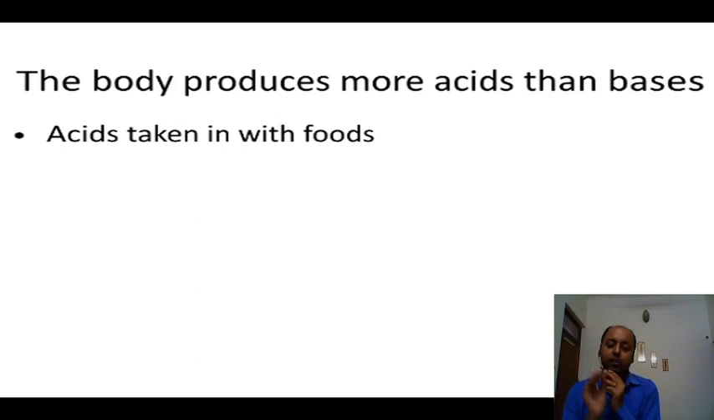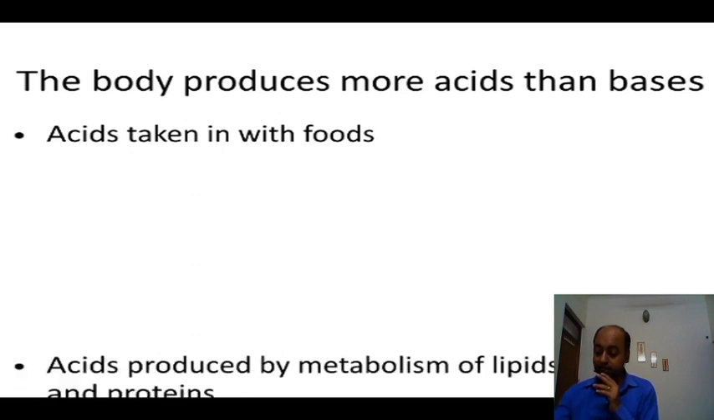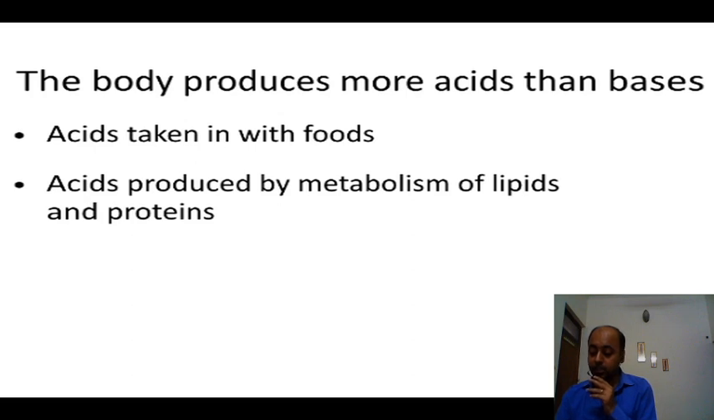Majority of the food that you consume is acidic in nature, so foods are acidic. In addition, during metabolism, acids are produced. For example, when carbohydrates are metabolized, you are metabolizing glucose, and anaerobic metabolism occurs. What you get? Lactic acid.